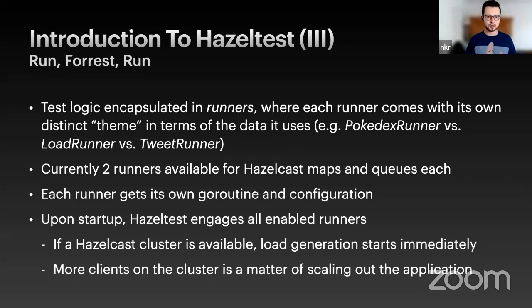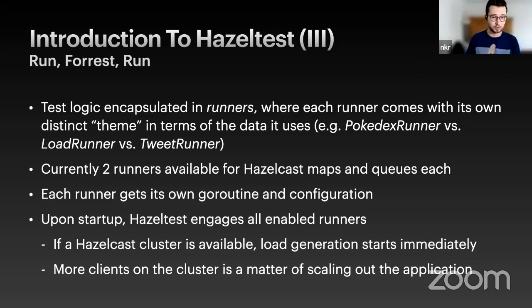And the next thing I would like to talk about is the concept of runners. I've mentioned intelligent test logic just now, and the way this is implemented in Hazeltest is that the logic is encapsulated in self-sufficient runners. And the idea is that you can have like a zoo, if you will, of runners that make the load very heterogeneous. I probably messed up the pronunciation of that one, sorry. But for example, there is the Pokédex runner today, which runs on the 151 Pokemon of the first generation Pokédex. Yes, first generation, I've double checked.